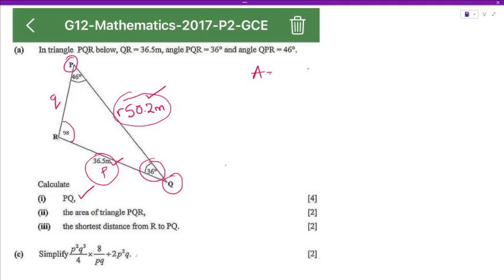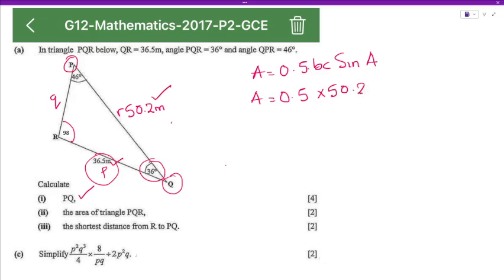So I'm going to say area is equal to 0.5 BC sine A. So meaning area will be equal to 0.5. What are the sides we have? We have 50.2 right here. So I'll get that one times 50.2 times, what is the other side? The side at P, which was originally given in the question as 36.5. 36.5 times sine. Here where there's A, we need to plug in an angle, where these two sides we have picked are meeting. That's the value we're picking, which is the angle at Q, so sine 36 there.